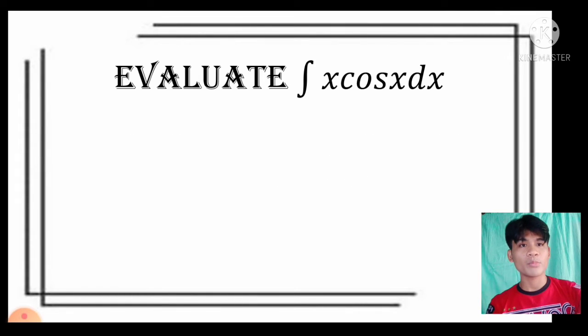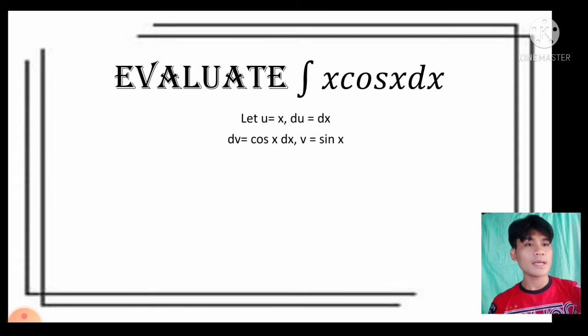First example, evaluate the integral of x cosine x dx. First, we let u be x and du is equal to dx. Second, we let dv be cosine x dx and v is equal to sine x. Our u is x and the derivative of u is dx. Our dv is cosine x dx and the integral of dv is sine x, which is our v.